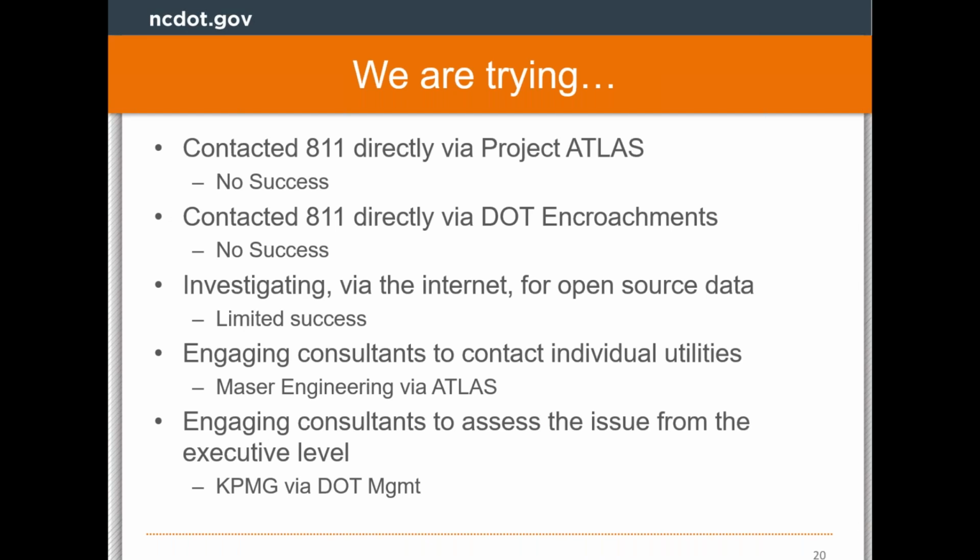organization. Because they have a unique MOA with each of the utility providers, they have all of their data in the system. But because the relationship that they have with the utility providers is unique to them, they cannot share the data with the DOT or anyone else. And so even though that data is out there and is being provided to 811, so that when you do submit a request over the internet, they can accurately tell you who's in the area and who they have to call, they can't share that with us, which was quite a disappointment.